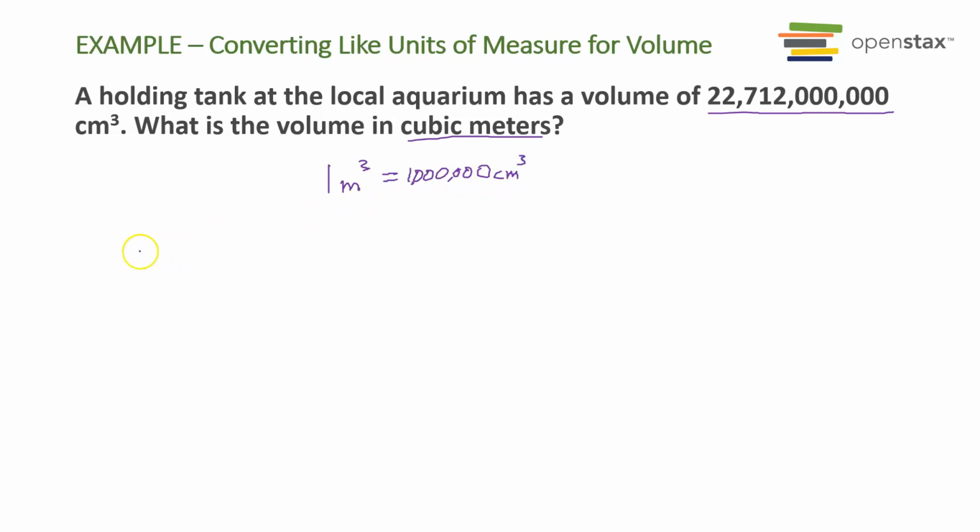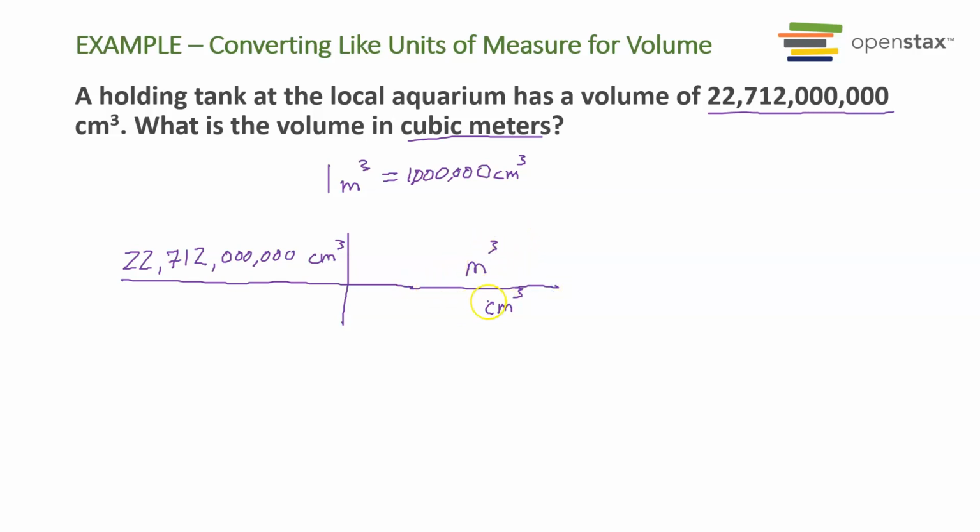And so we are going from 22,712,000,000 cubic centimeters, and we want to end in cubic meters. We want to get rid of cubic centimeters, and 1 cubic meter has 1,000,000 cubic centimeters. So cubic centimeters cancel, and we are doing the division.